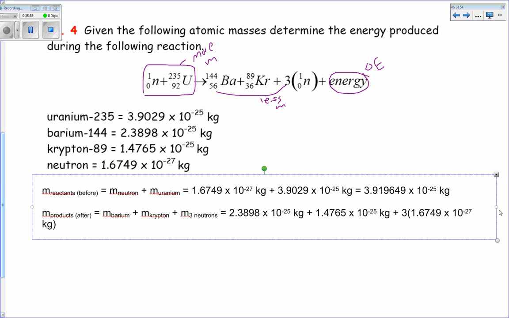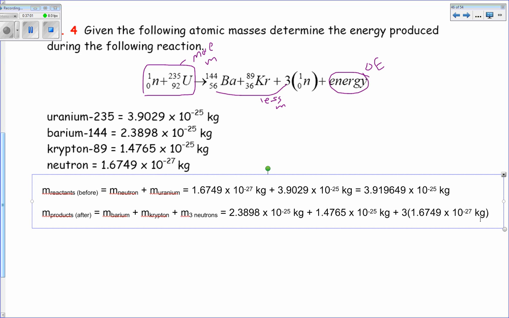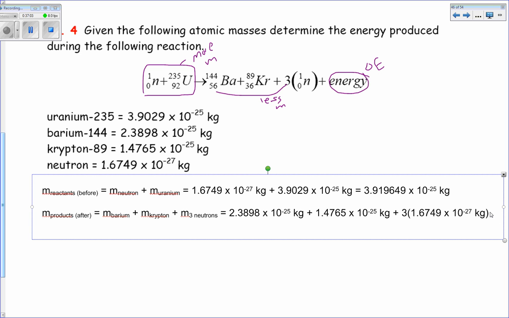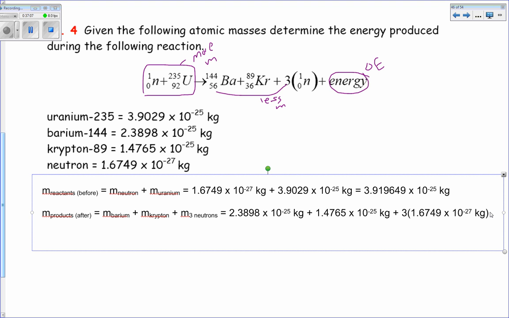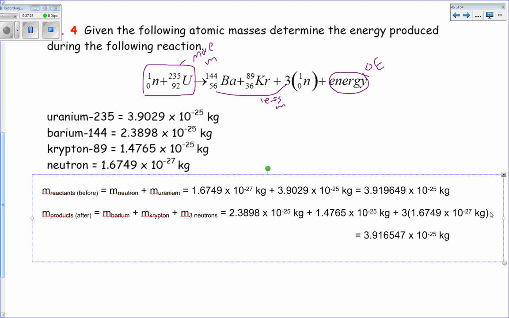Okay, and so then that should equal 3.916547 times 10 to the negative 25. And it's actually really easy to end up with the wrong number here and make a mistake.